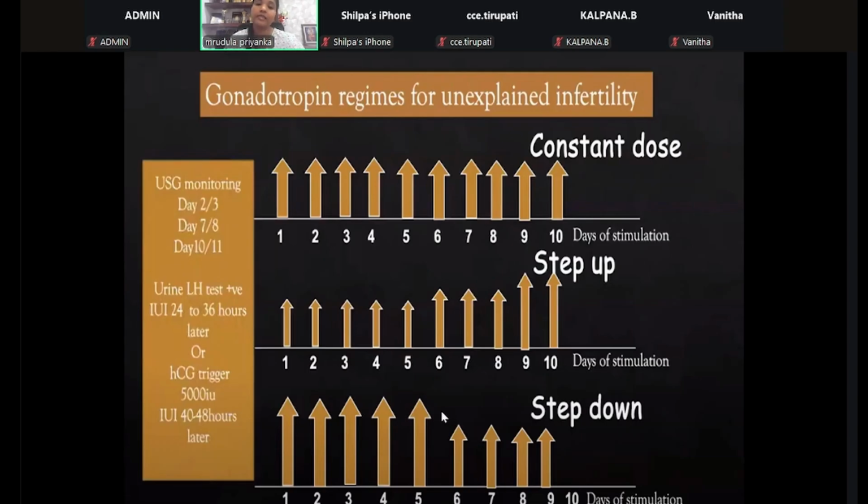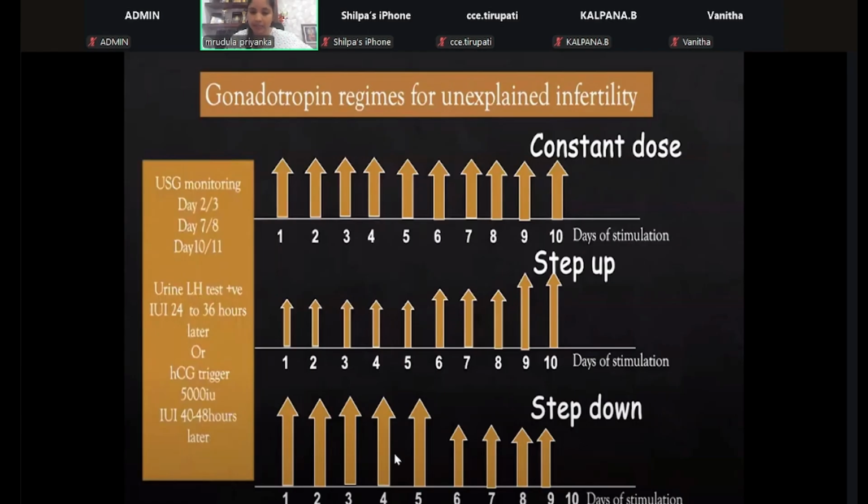Then there is the step down protocol wherein we start with a higher dose of gonadotropins for 5 days, and then we check the scan, and if we see a dominant follicle or a follicle of at least more than 10 mm, then we decrease the dose slightly and continue that dose till the trigger. So the step down is more physiological in a way that it is close to the natural cycle or physiological levels of FSH.